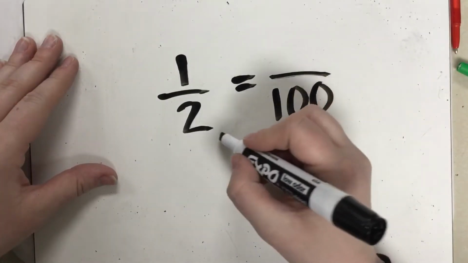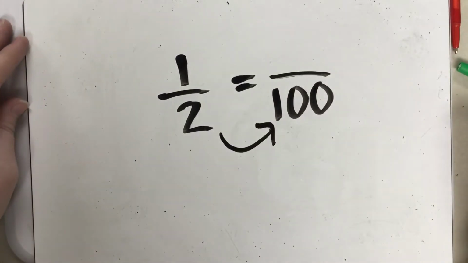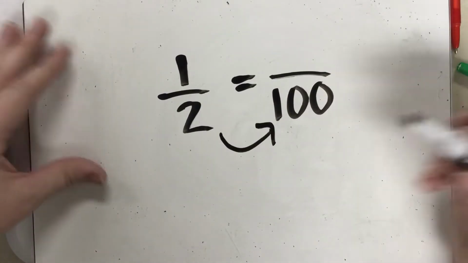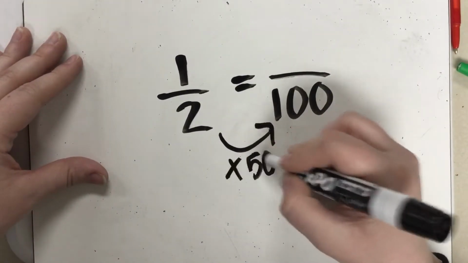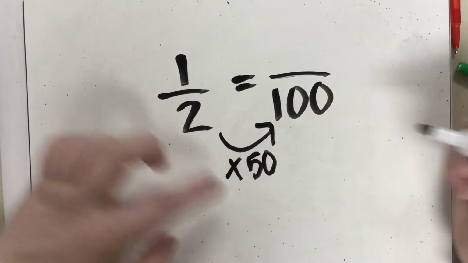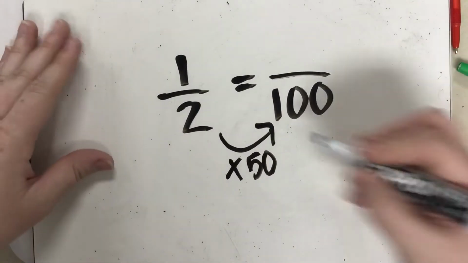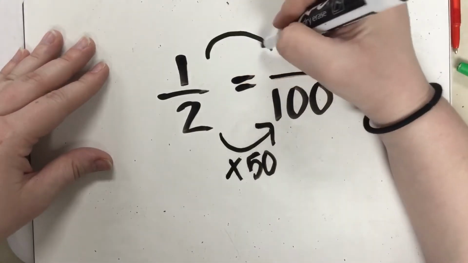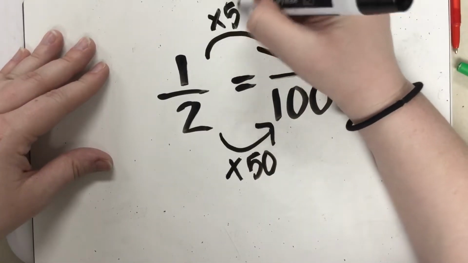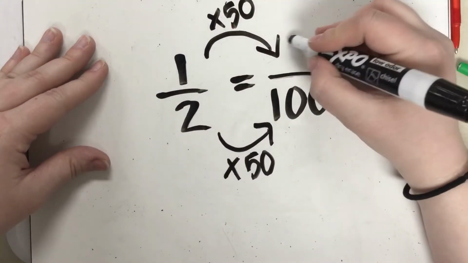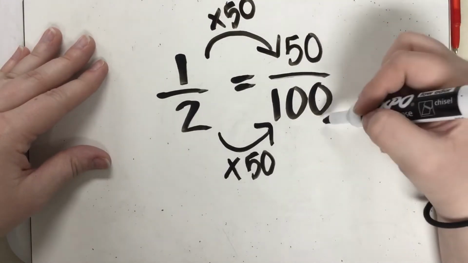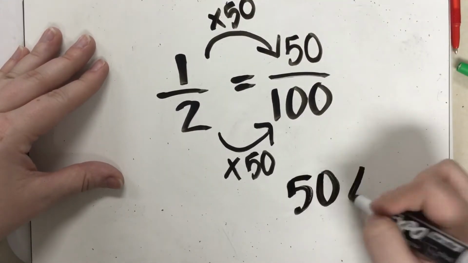So what do I need to do? What do I need to multiply 2 by to get to 100? Oh, I could multiply it by 50, couldn't I? 2 times 50 is 100. Whatever I do to the bottom, I need to do to the top. 1 times 50 is 50. 50 100ths is 50%.